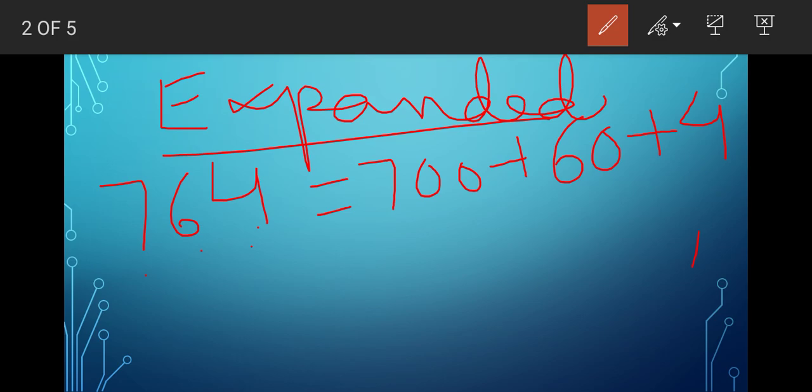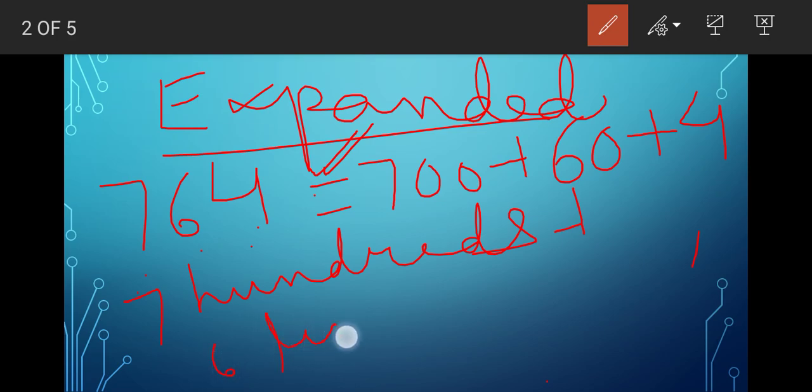Or you may also write it like this: 7 hundreds. Like that also you can write, or you can simply write this way. This is more easy. 7 hundreds plus 6 tens, plus 4 ones. Alright children, if it is not clear, when we do the sums from the exercise, it will be more clear. In the same way, short form. Short form is the reverse of expanded form. So let us go to the exercise now. When we do the exercise, it will be more clear to you.